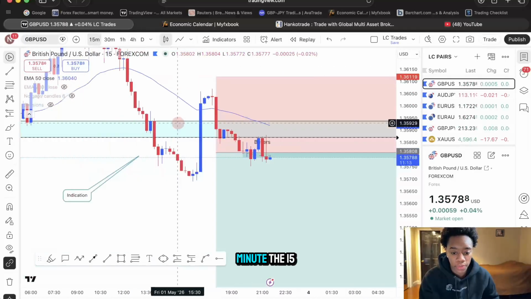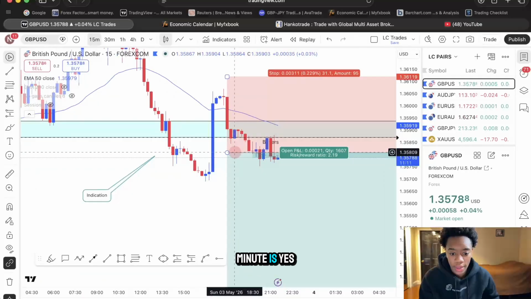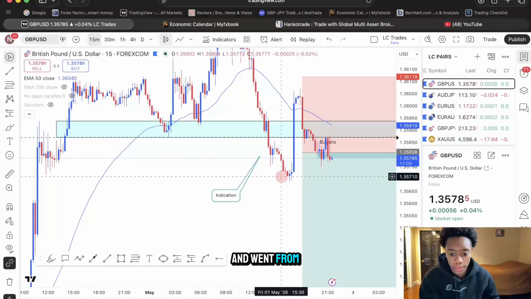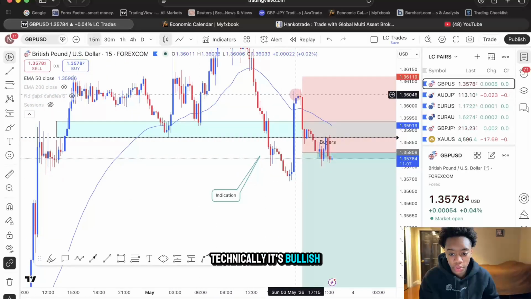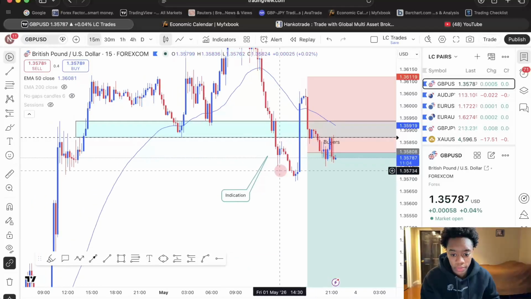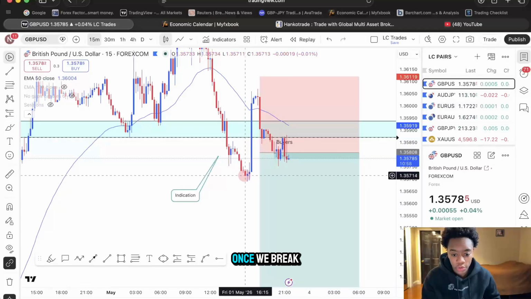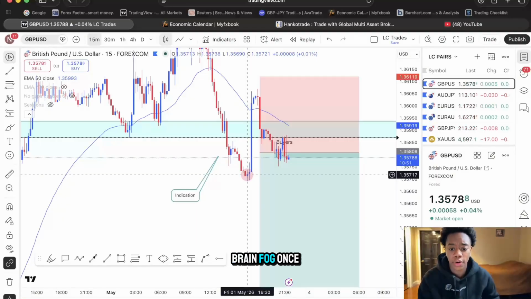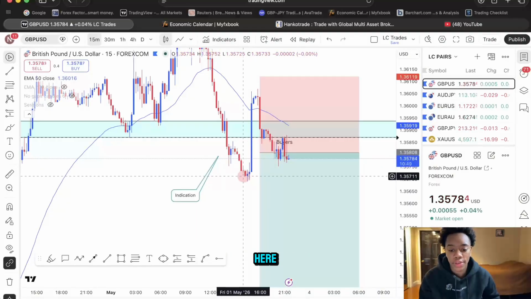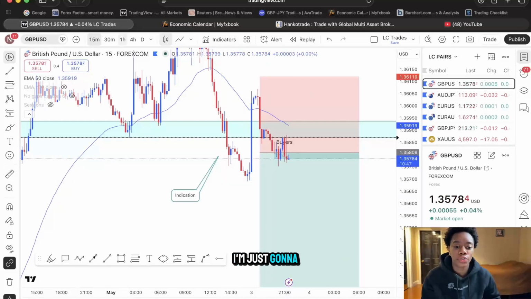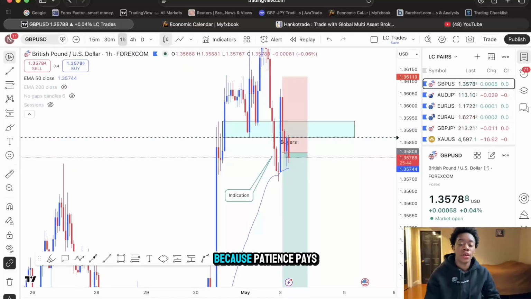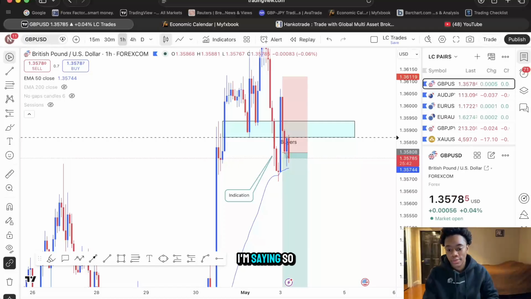Let me go to a 15-minute. The 15-minute is, technically, bullish right now. So actually, a better entry would be once we break this higher low right here, that would be a much better entry. I'm just gonna wait. I'm just gonna be patient because patience pays. You get what I'm saying?